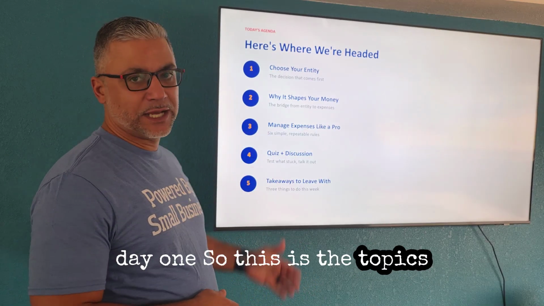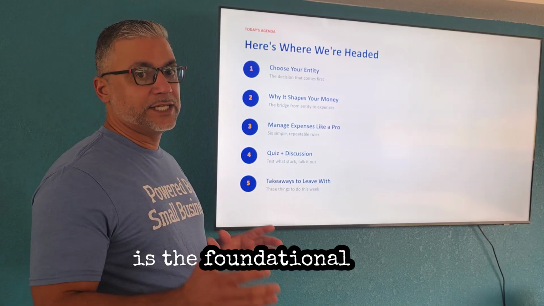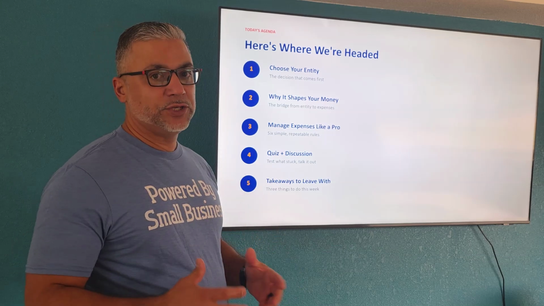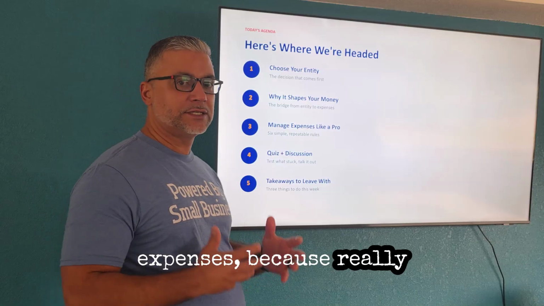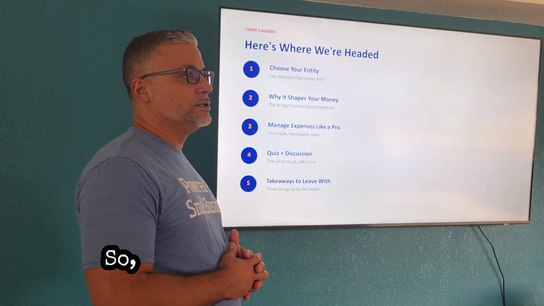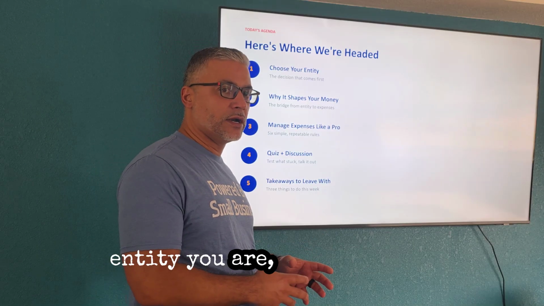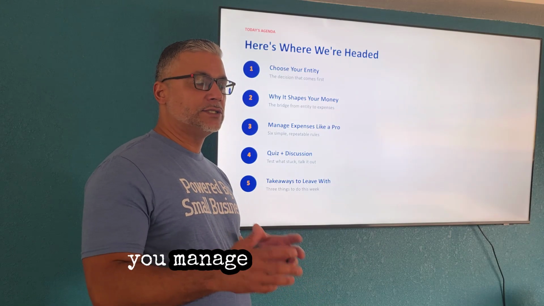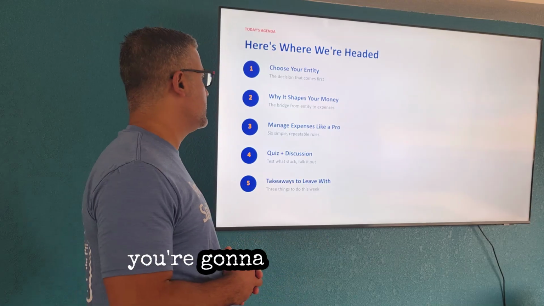So these are the topics that we're going to talk about. First thing is the foundational side. We're going to choose our entity, right, and then why it shapes your money, the bridge from entity to expenses, because really there's a correlation there. Depending on what kind of business entity you are, your expenses are going to change, and how you manage those expenses should change as well. So it's information that you're going to need to know.